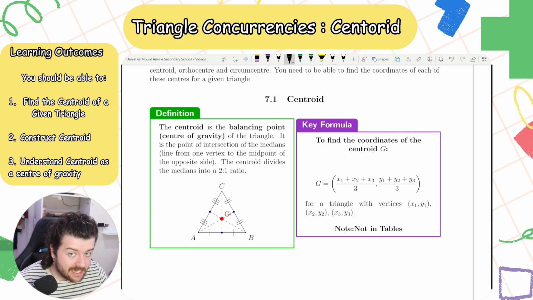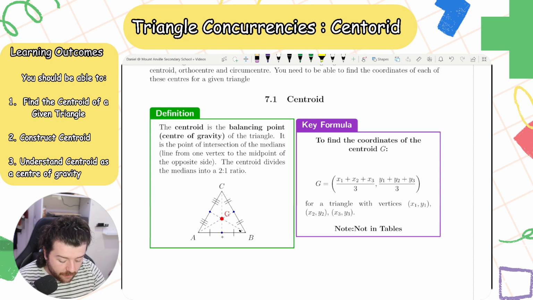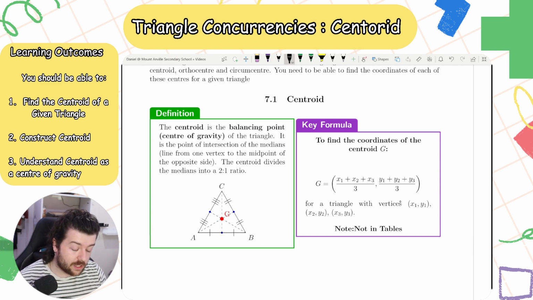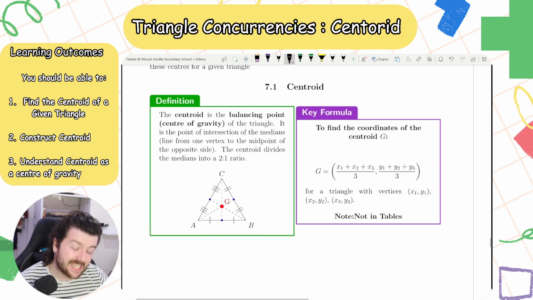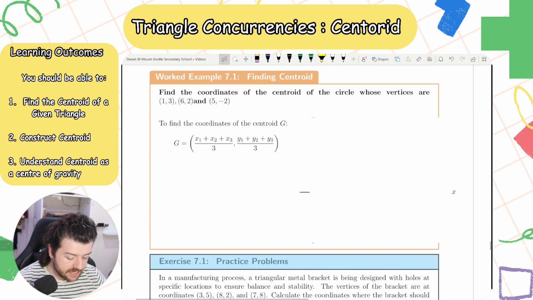You could find the centroid by finding the equation of this line and the equation of one more line and then solving them simultaneously to get that point. But, you know, find the equation of two lines versus a formula, I'm just going to go for the formula. This formula is used for the vertices or the corners of the triangle, x1, y1, x2, y2, x3, y3. This formula is not in your log tables. So let's look at an example here.